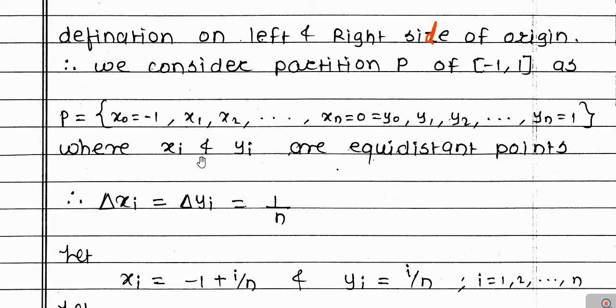Now where xi and yi are equidistant points, we observe that from minus 1 to 0 there are n subintervals, and from 0 to 1 there are n subintervals. So therefore we have equidistant points. So delta xi is equal to delta yi, which is obviously 1 by n, because each subinterval is of length 1 by n as it was in the last example.